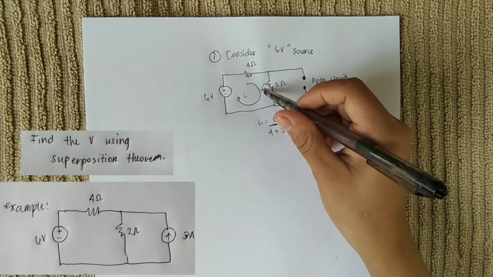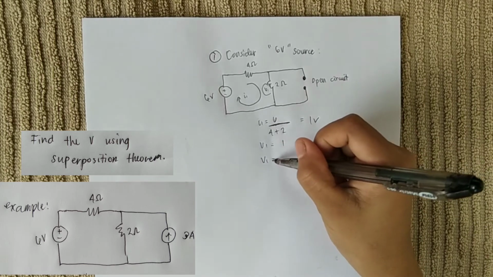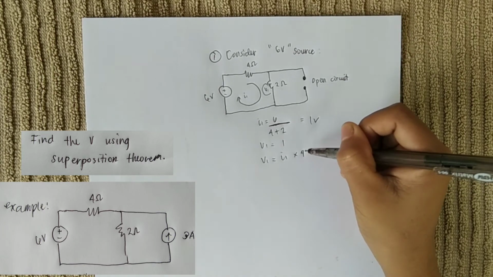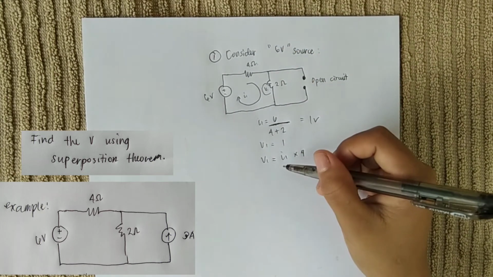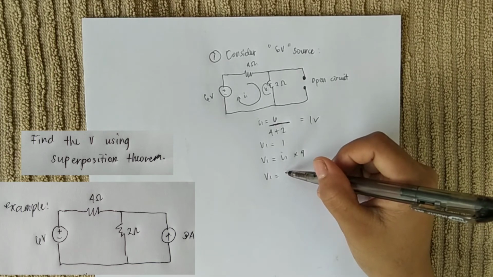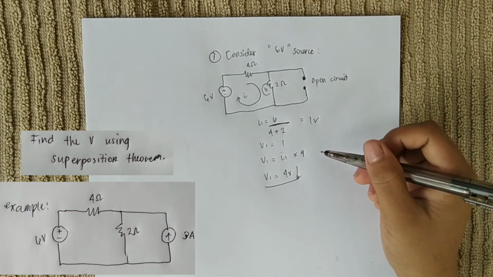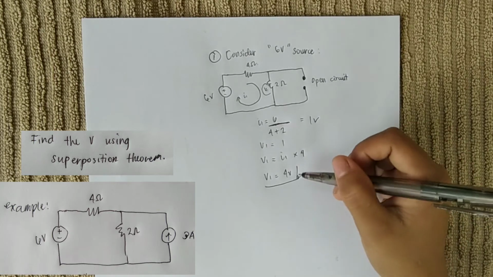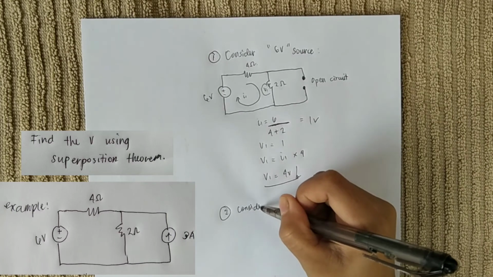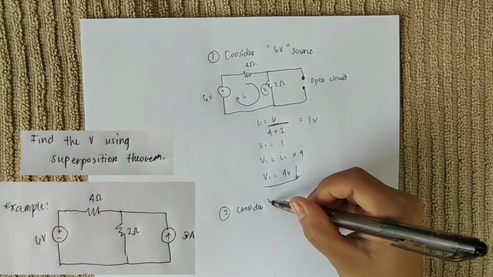To get V1, V1 is equal to I1 times 4. The 4 is from the 4 ohm resistor. So we have V1 equals 1 times 4 equals 4 volts. So we have the V1. Then next, we're going to consider the 3 amp source.